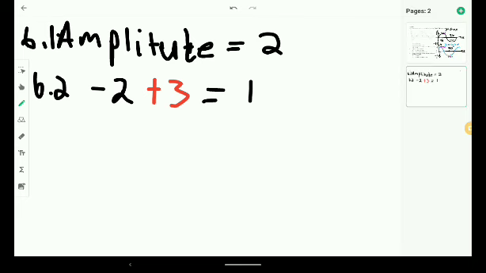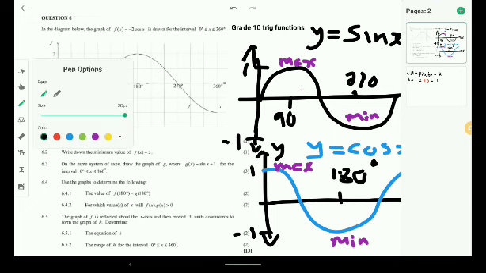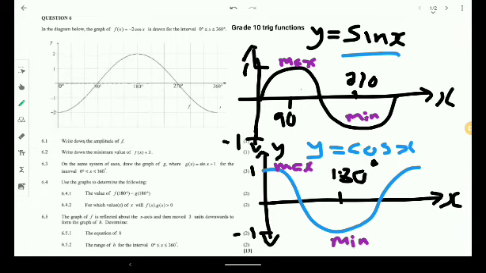Let's check again the next question. This question says, on the same axis draw the graph of g, where g is equal to sine x plus 1, for the same interval. So the graph that we should draw looks similar to the original graph. You can see this is the original graph, y is equal to sine x. They just added 1 there. So if we add 1, that means this graph has moved 1 unit up.